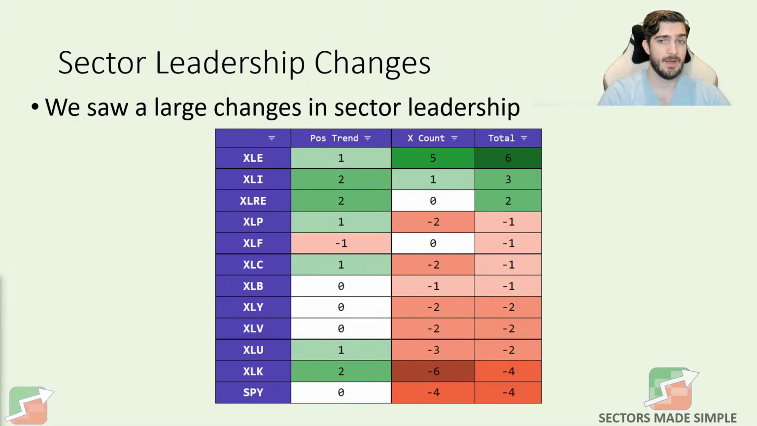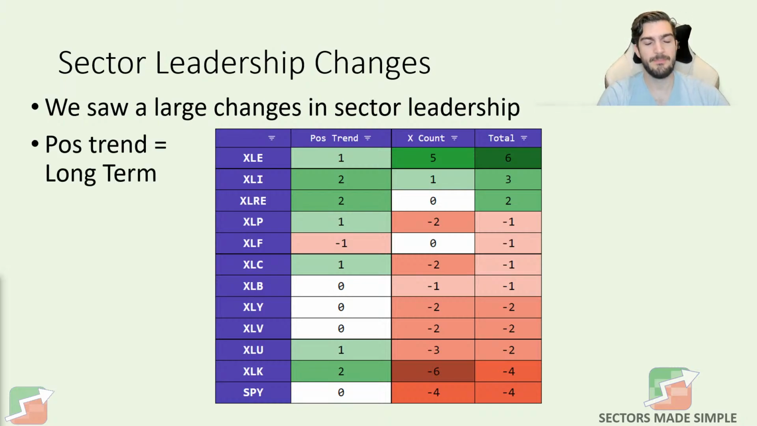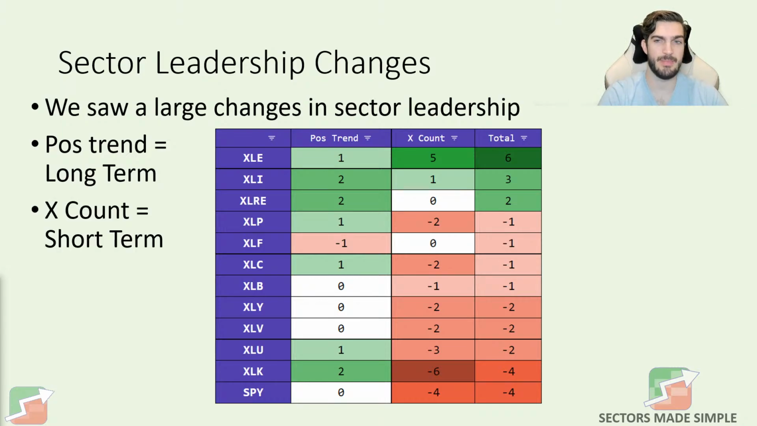where green boxes indicate gains in relative strength, whereas red boxes indicate losses in relative strength. Positive trend, or pause trend, refers to long-term changes, while short-term changes are represented by the X count, with total count being 1 plus the other. When we take a look at this, obviously, energy was the only sector to see gains this week. Energy is also going to be the one to see the largest week-over-week change for relative strength.